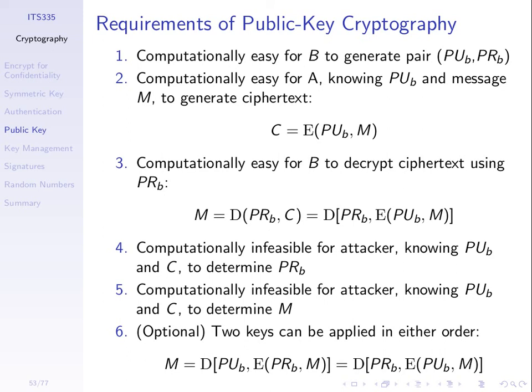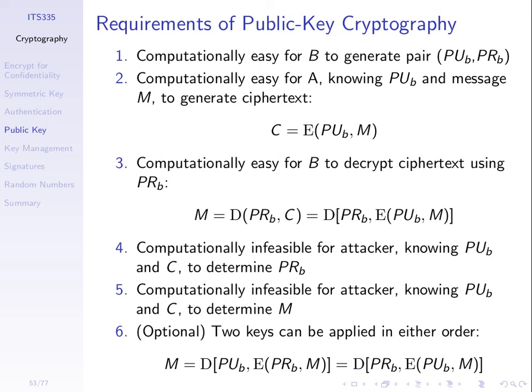Given a key pair, it should be easy for one user, A in this case, to be able to encrypt using a public key some message. Okay? Encryption should be easy. That is fast. That's a practical requirement, not a security requirement.